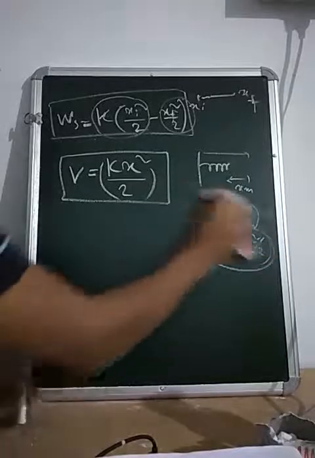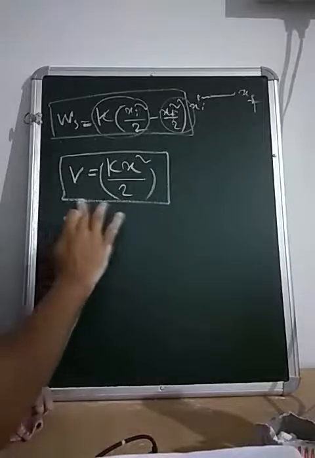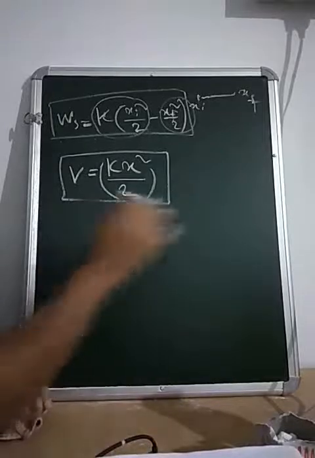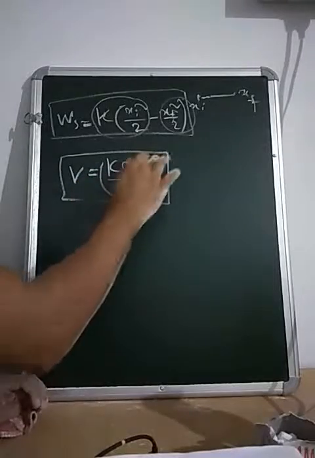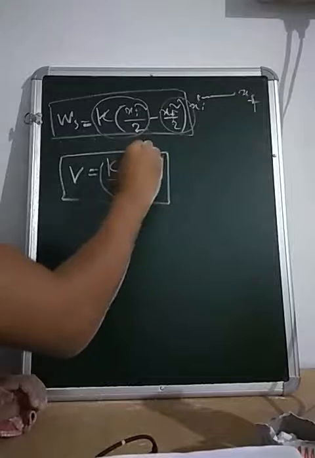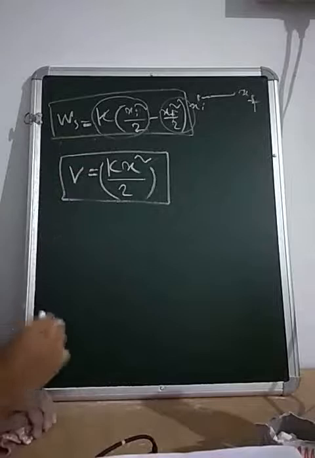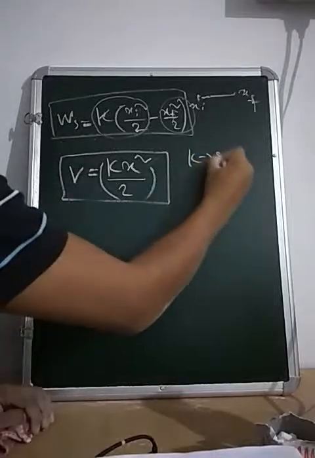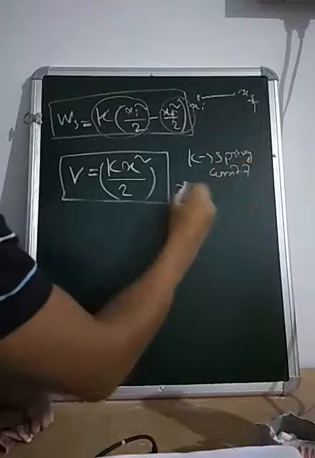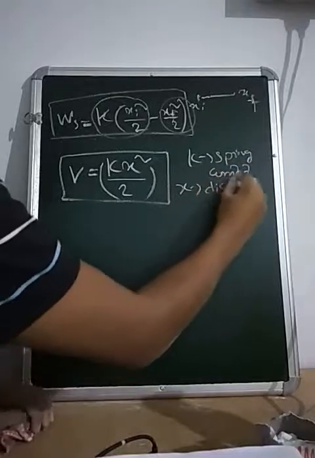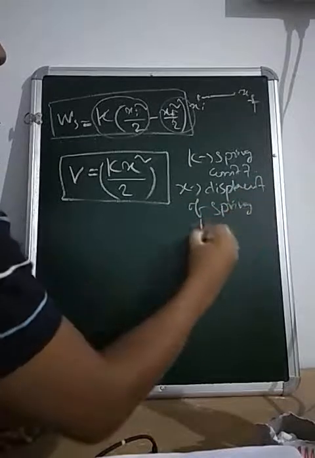So the potential energy, or stored energy, in the spring can be represented as V is equal to kx square by 2, where x is the displacement of the spring from the original position, and k is the spring constant.